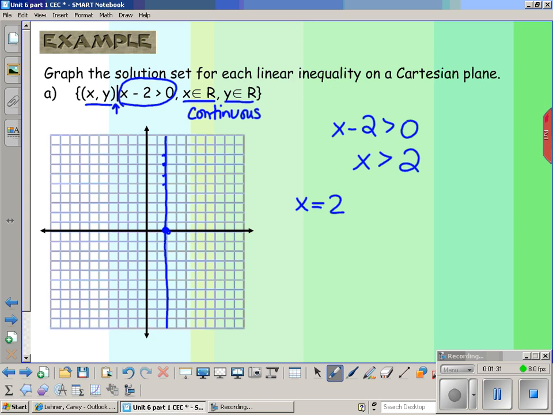So that was just to show you what kind of line we were going to have. But now think about whether this is going to be a dashed or a solid line. It's x greater than 2. There is no equal sign. So what we are dealing with is a dashed line. And now we need to determine whether we are going to shade to the left or to the right. Common sense is going to tell you x greater than 2. Which direction do we go where x values are greater than 2? Well, to the right.